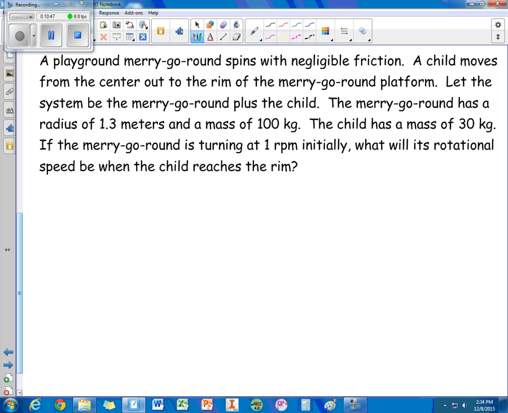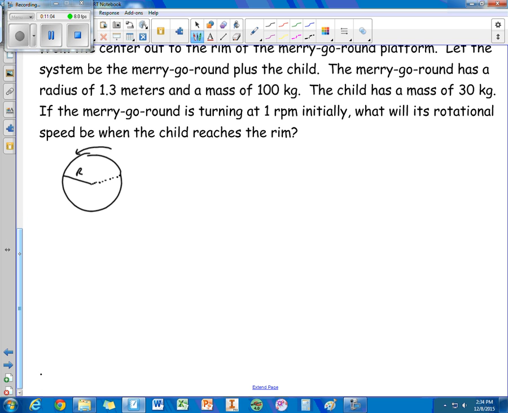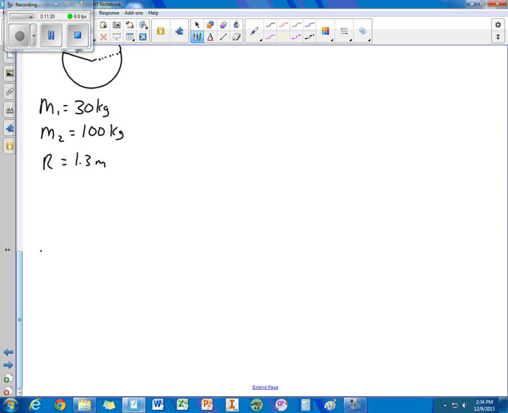So let's get a drawing here. So here's our merry-go-round, and we have a child that's going to start here and march their way out to the end as it turns. And this merry-go-round has a radius r. So I'm going to say m1 is the mass of the child, m2 equals the mass of the merry-go-round, the radius, and we have an initial angular speed of 1 revolution per minute.